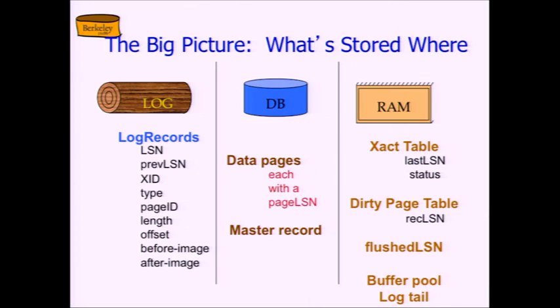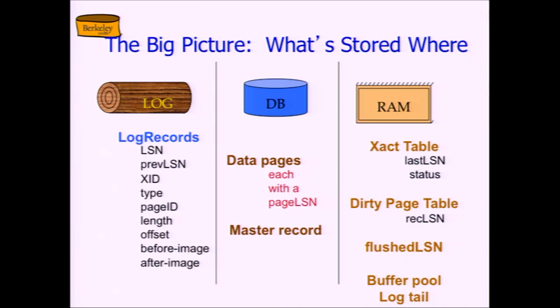We roll forward from the checkpoint. The checkpoint contains a copy of the transaction table and the dirty page table. We're going to roll forward in the log and fill in the last LSN for every transaction as we see it. As we look at those log records, we'll update those last LSNs. So at the end of analysis, we know really the last LSN that got flushed for every transaction.